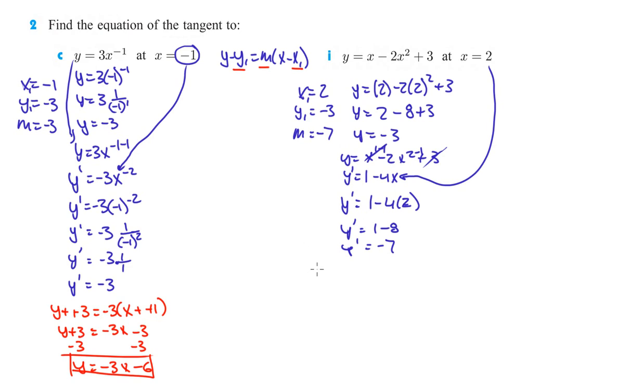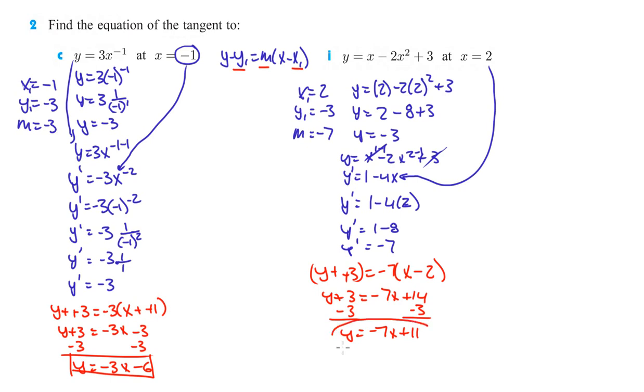Okay, so we do y minus -3 equals m, which is -7, all times x minus 2 for the x there. So this is y plus 3 equals negative 7 times x is negative 7x. Negative 7 times negative 2 is positive 14. Subtract 3 from both sides, and we get y equals negative 7x plus 11 for this, the equation of the tangent to this function when x is 2.